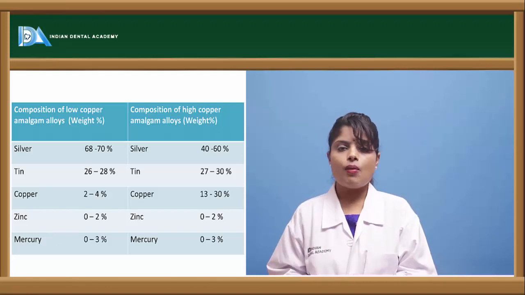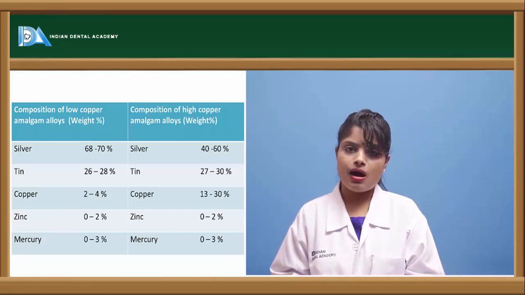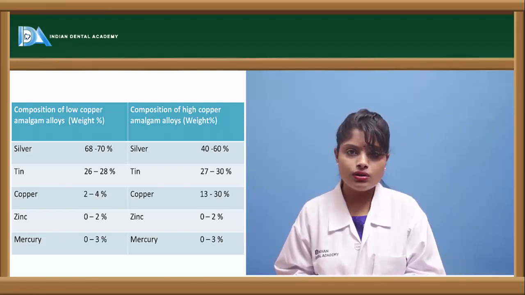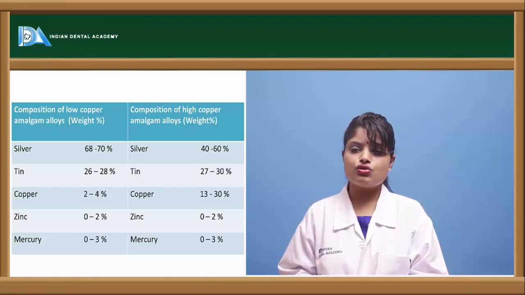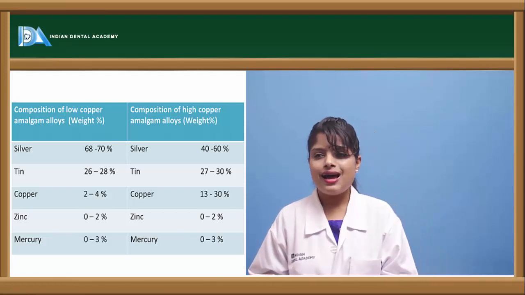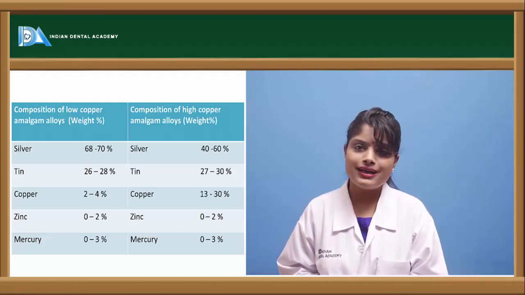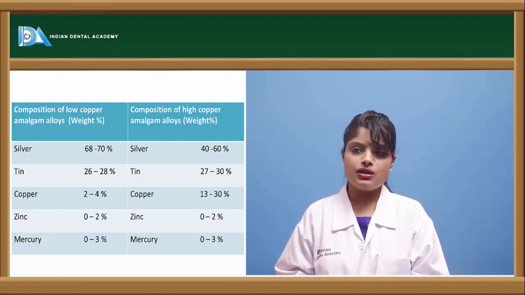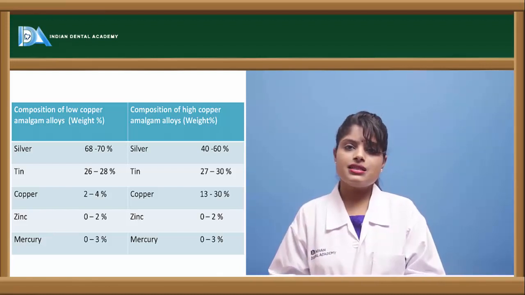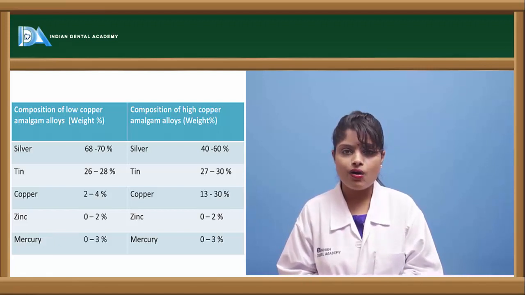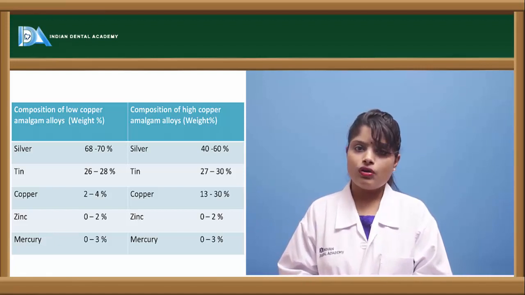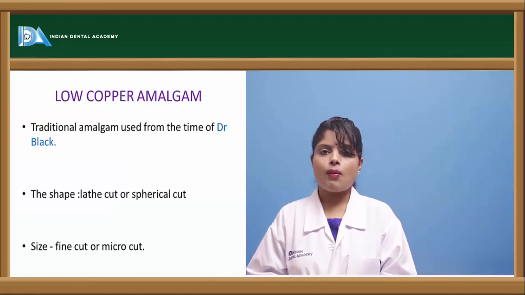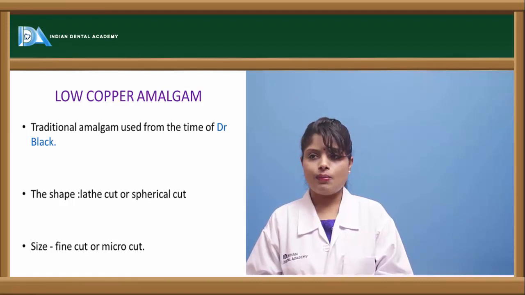The other components of the amalgam are zinc, which is usually 0 to 2% in both, then mercury, which is 0 to 3% in both, and tin, which is 26 to 28% in the low copper, whereas in high copper it is 27 to 30%. Then silver is 68 to 70% in the high copper alloy, and in the low copper alloy it is 40 to 60%.